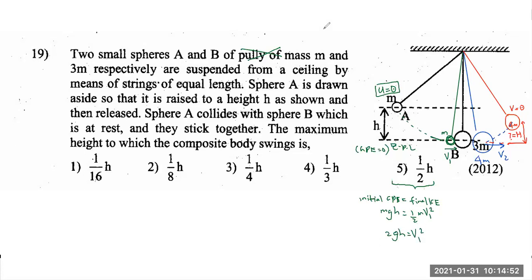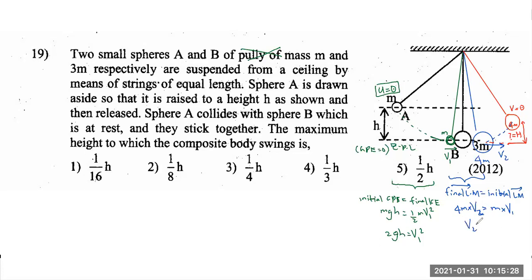Then they collide and combine. For that, we have to use momentum. The final linear momentum in this direction should be equal to the initial linear momentum in the same direction. The final linear momentum is 4m, the total mass of both, into V2, and it is equal to m into V1, which was the initial momentum. Right, so m and m cancel off.